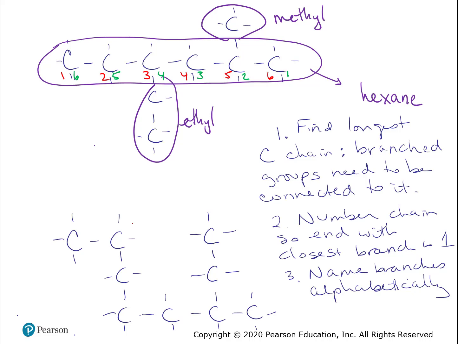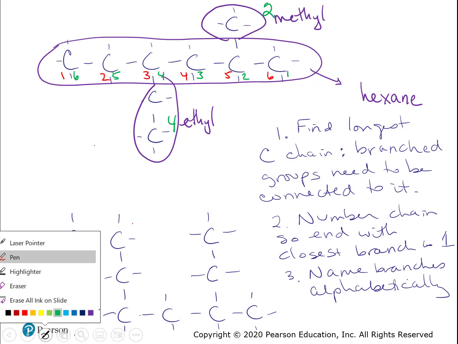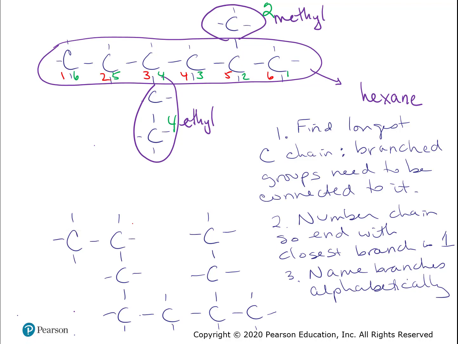So if you count the green numbers, this is carbon 2, and the ethyl is carbon 4. The number in front of methyl tells me which carbon it hangs from. The number in front of ethyl tells me it hangs off of carbon number 4. Then the last thing, I just have to list them all together, but I have to list them alphabetically. So do I write ethyl first or methyl first? Ethyl, because it's an E. So I would write this as 4-ethyl, 2-methyl, hexane.